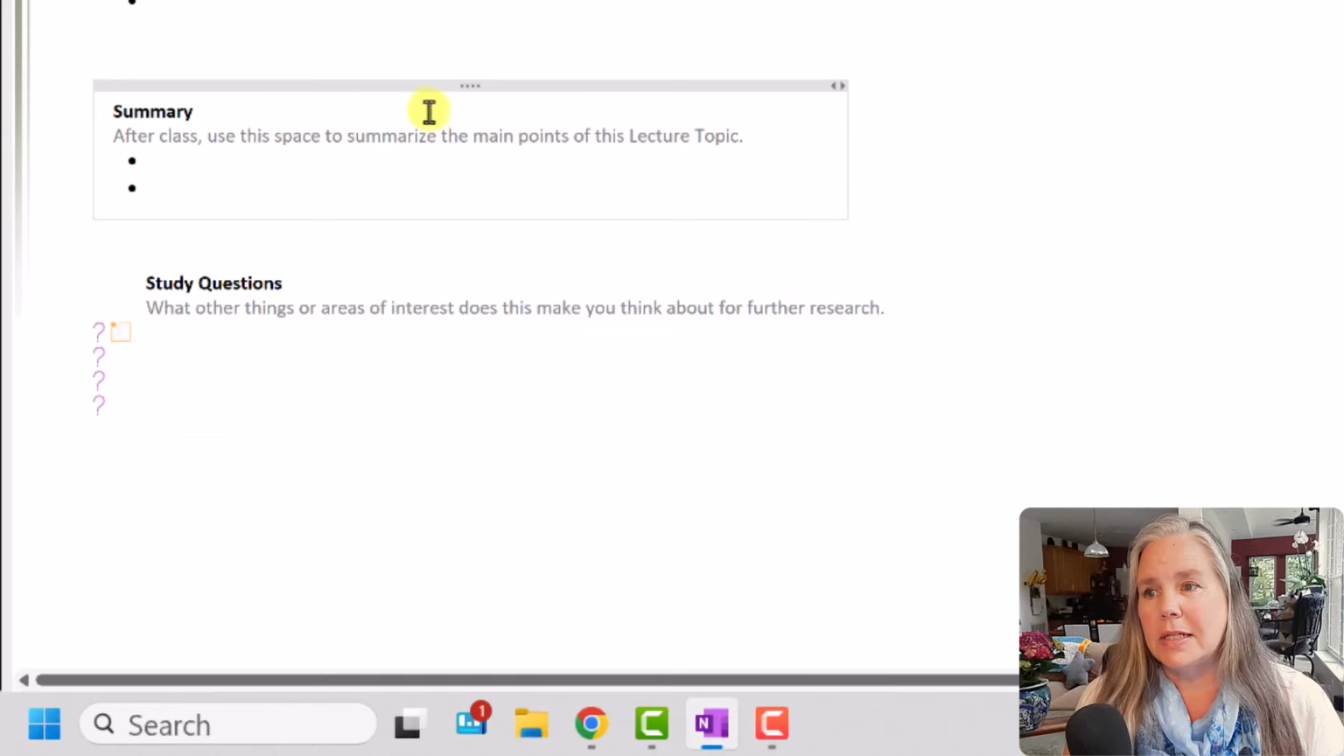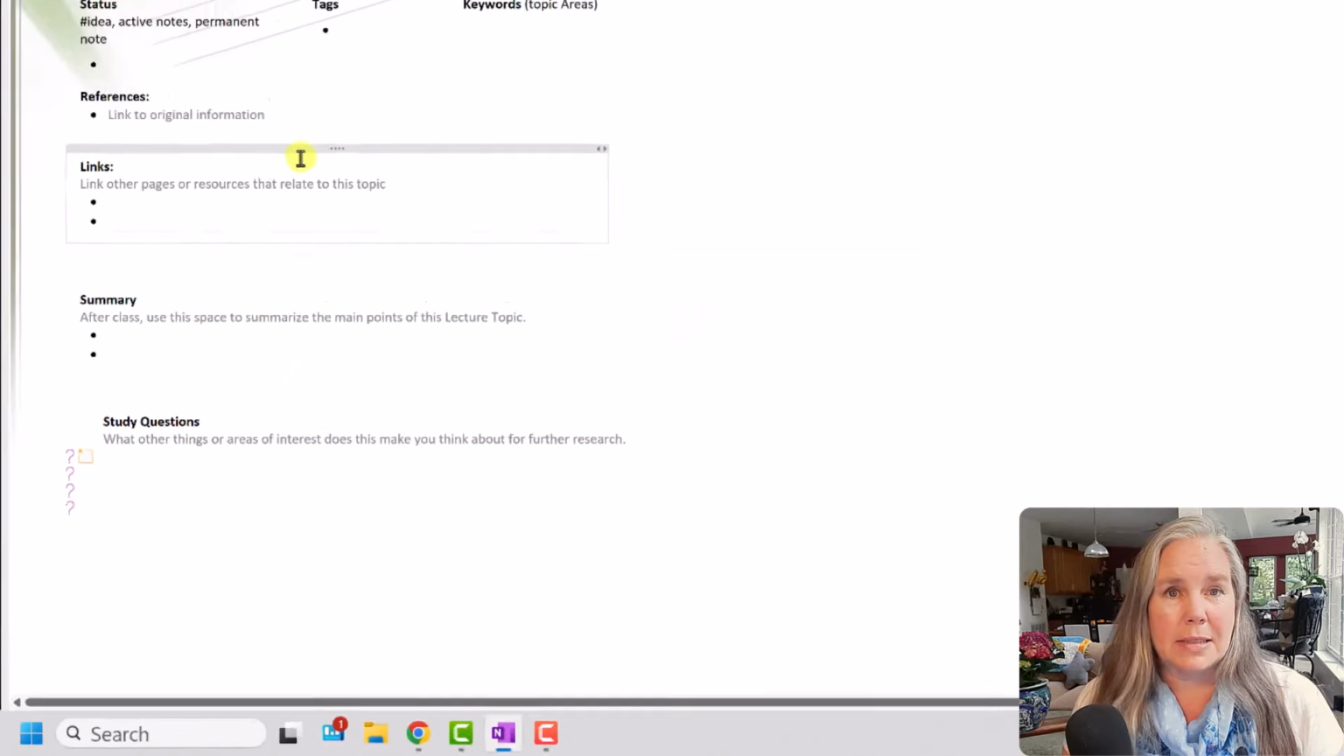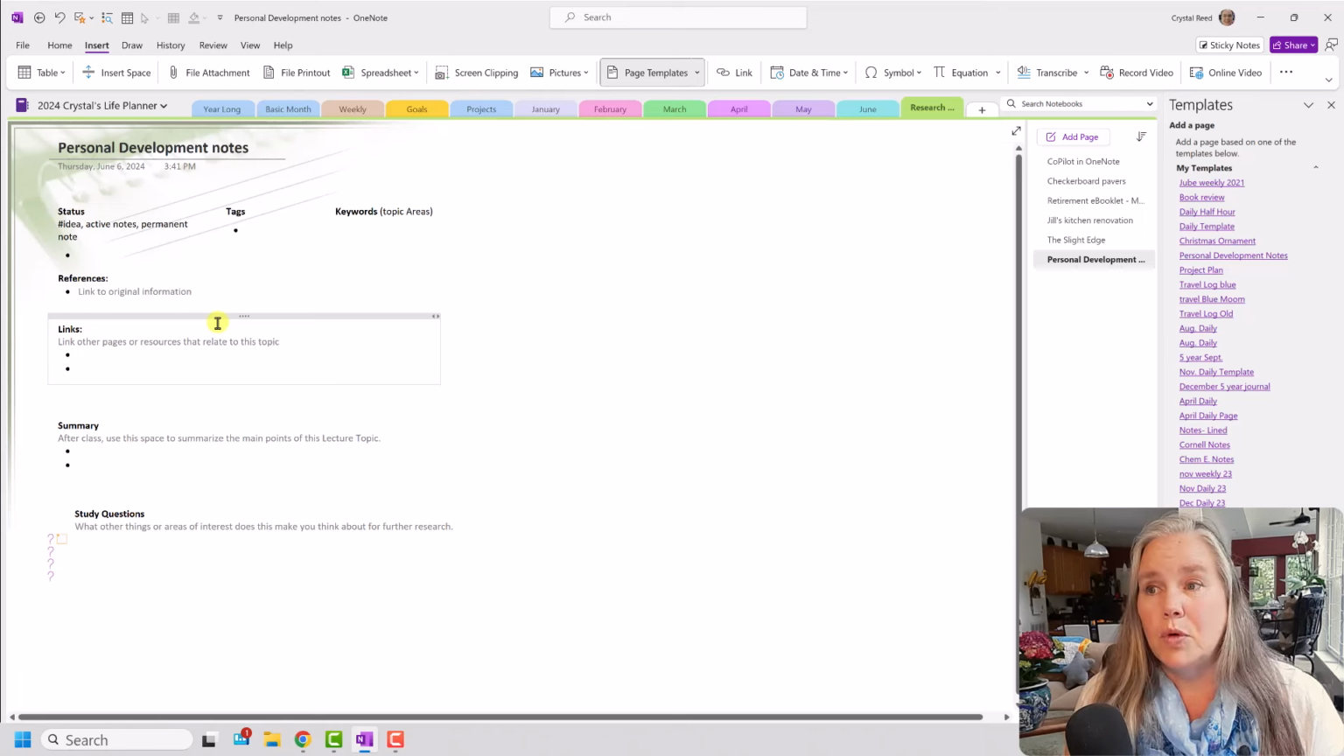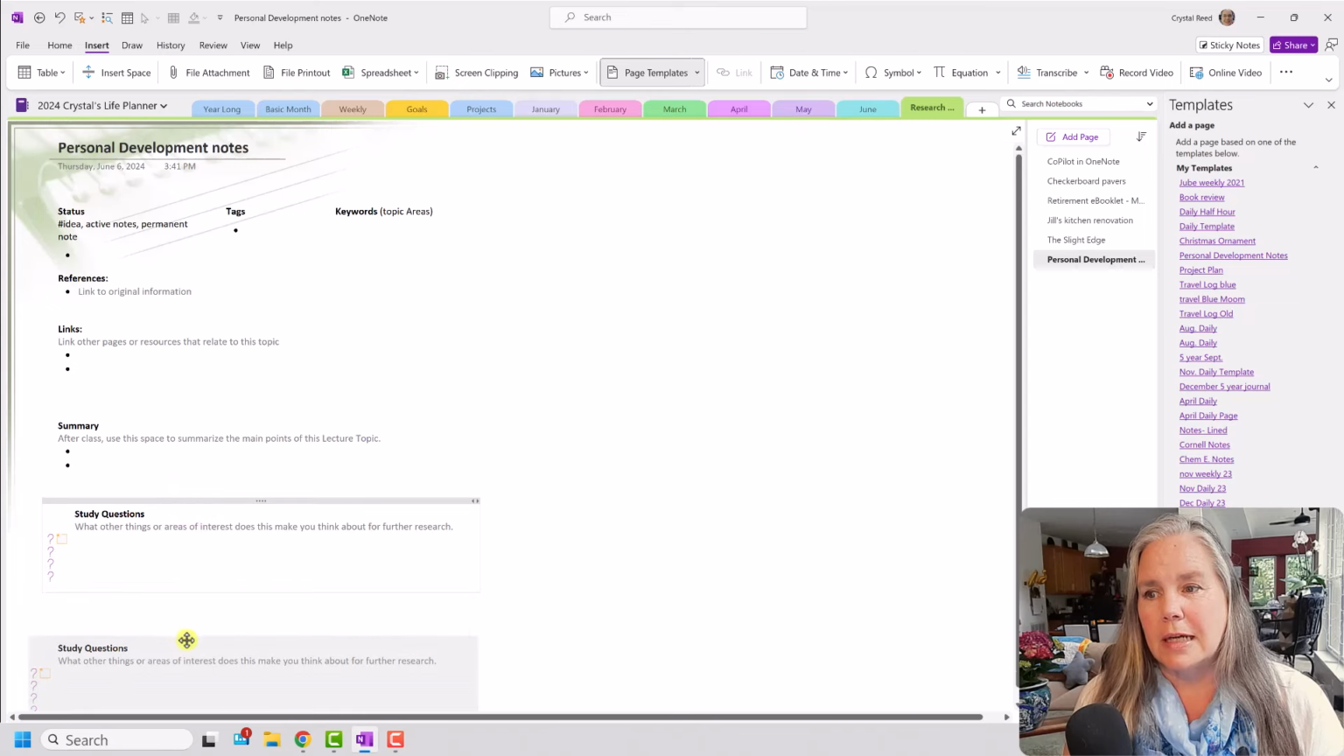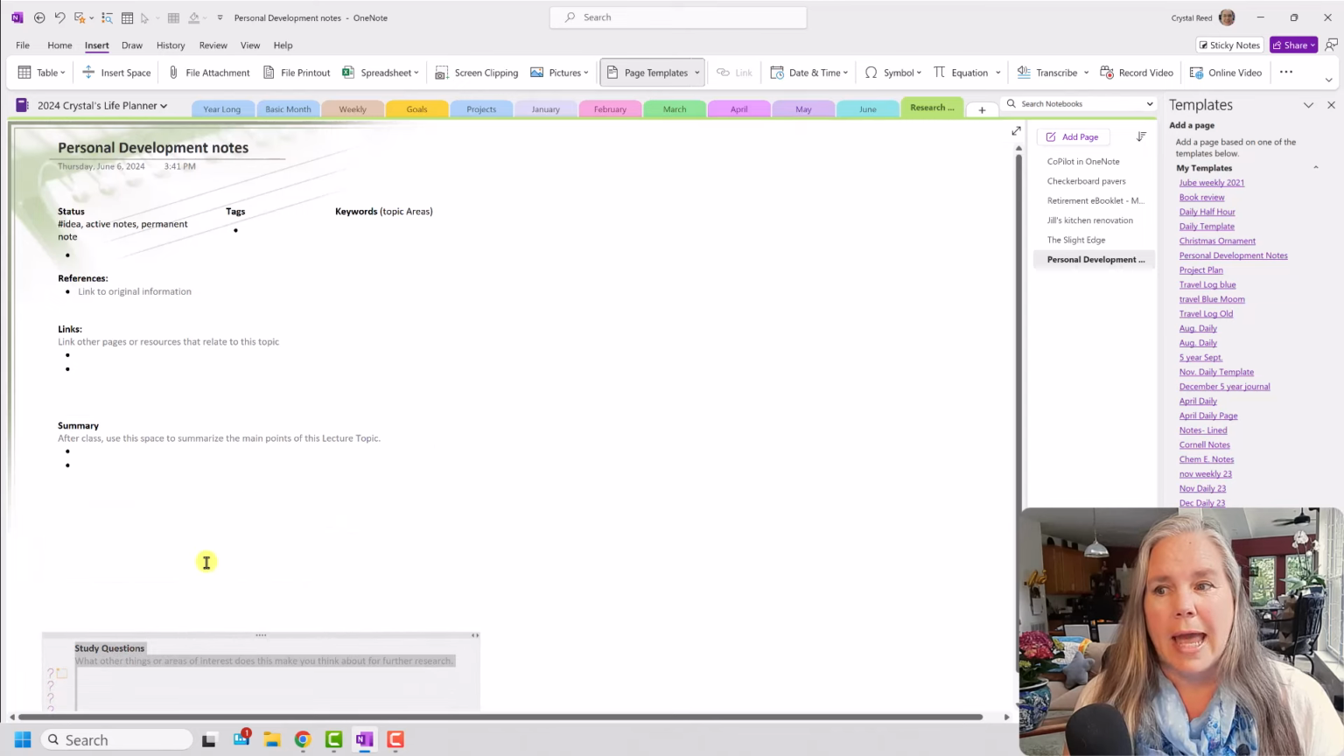Now, the beauty of this just being all of these individual text boxes is that I can move them around if I want. Let's say I need more space for summary. I can just take these study questions and move them down and keep writing in my summary box, okay?